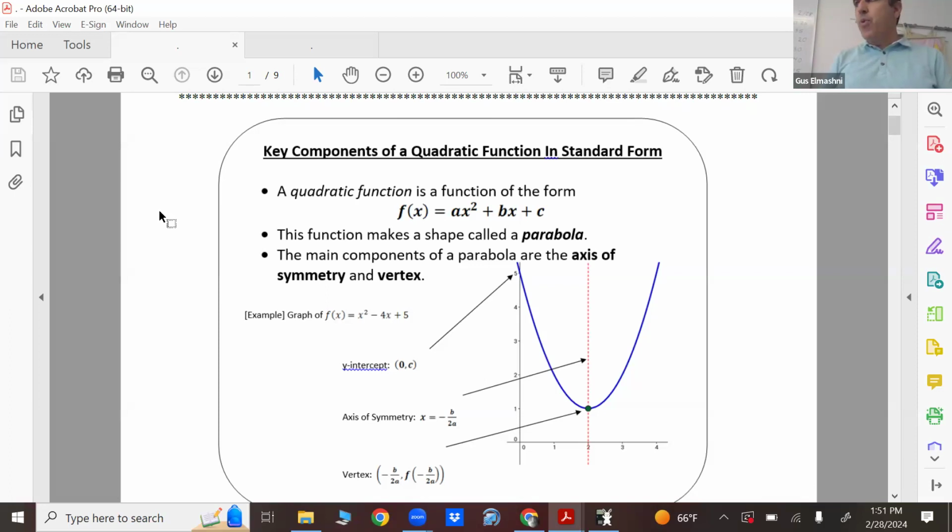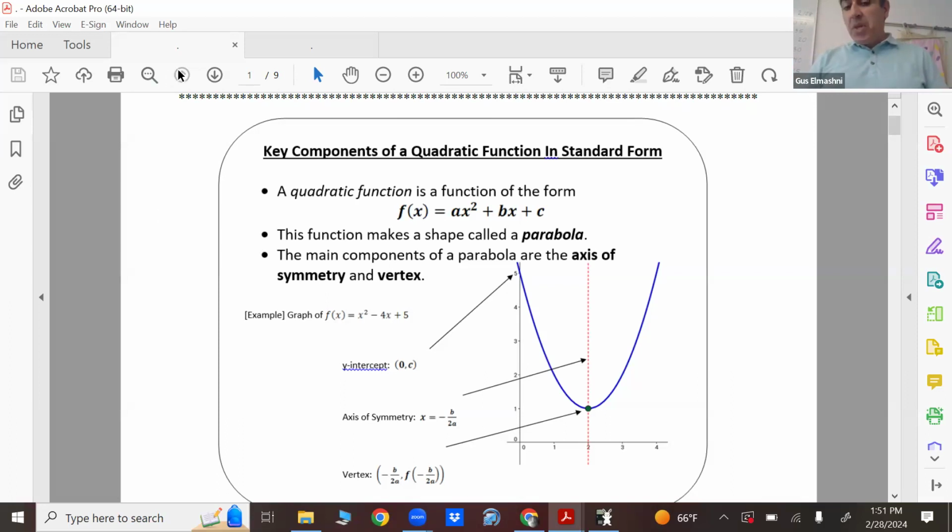The axis of symmetry is a formula that goes with this: negative b over 2a. Sorry, the axis of symmetry is x equals negative b over 2a, which is also the x-coordinate of the vertex, because the vertex fits on the axis of symmetry because it cuts the parabola in half. To find the y-coordinate of the vertex, you plug negative b over 2a back into the original equation. That's why you see f of negative b over 2a down below.